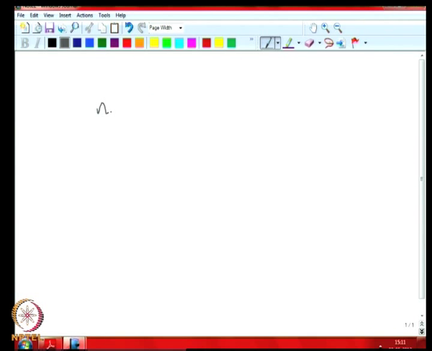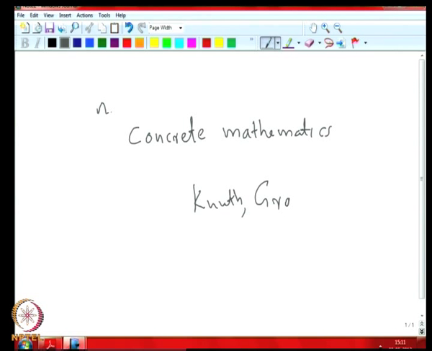Yeah, Concrete Mathematics. So, we can take it from the book Concrete Mathematics. It's a famous book by Knuth, Graham, Patashnik.